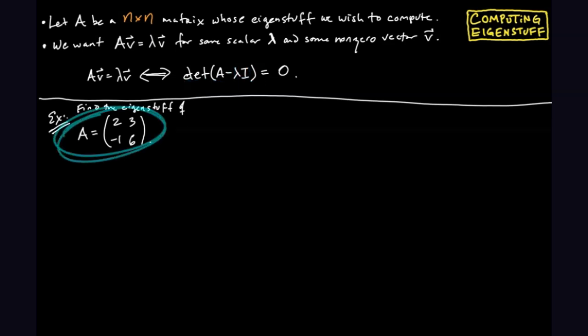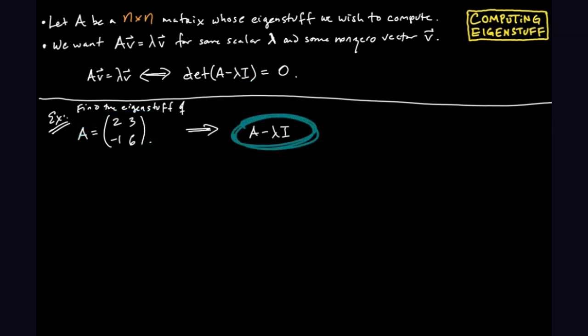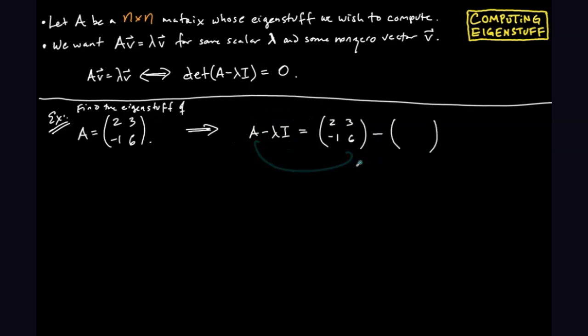Well, let's look at our matrix A, and let's just compute some numerical examples. The determinant we're interested in is not the determinant of A itself. It's the determinant of A minus lambda I. So let's think about what that matrix looks like. Well, A, we know what that is. The rows are 2, 3, and -1, 6, minus lambda times I, where I is the 2 by 2 identity matrix. That looks like this matrix, a 2 by 2 diagonal matrix with lambdas on the main diagonal. And when we do that subtraction, we get this funny looking matrix.